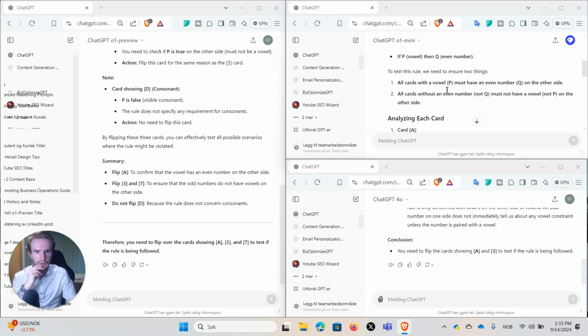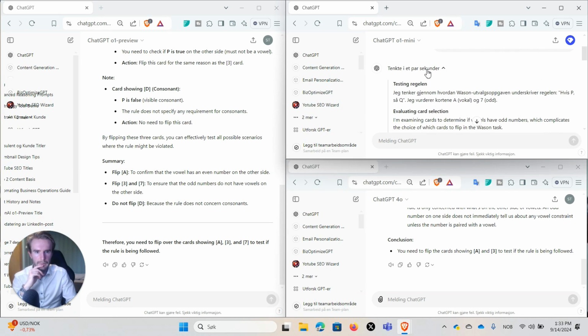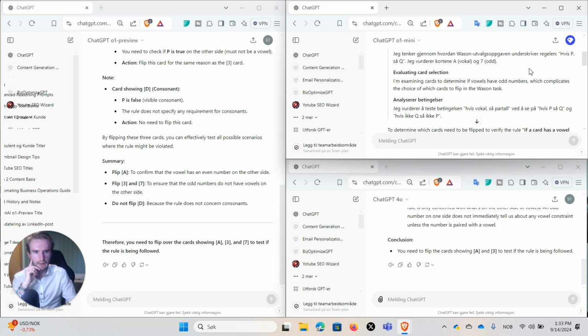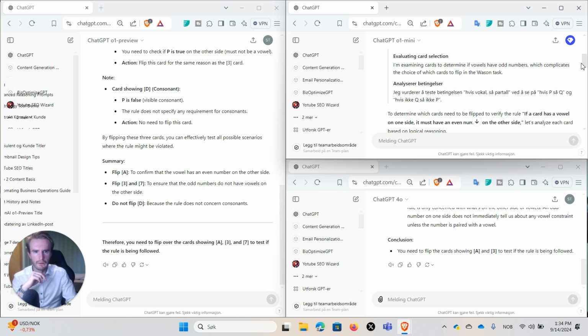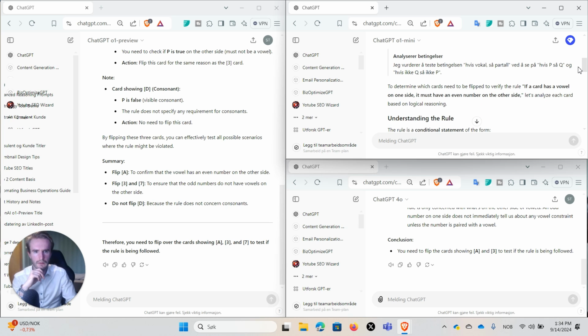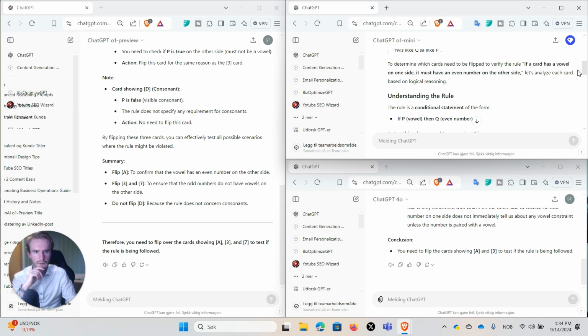So let's see how it actually thought in this case. Let's see, thinking about how Watson described. So it's going through the academic discussions about these kinds of rules, evaluating card selection, analyzing conditions, determining which card.